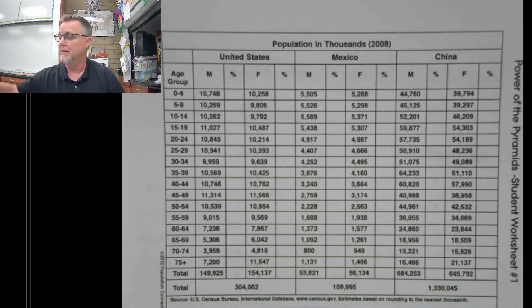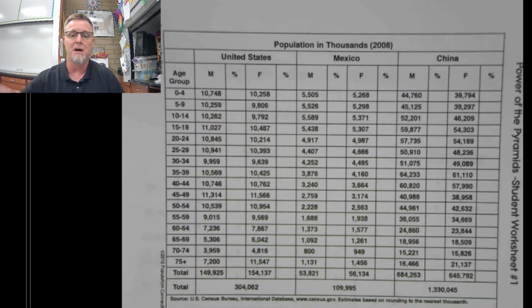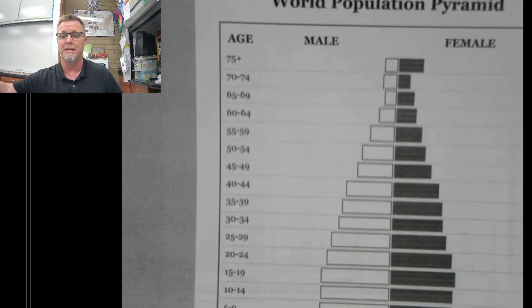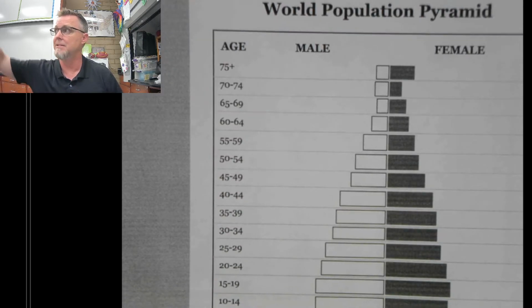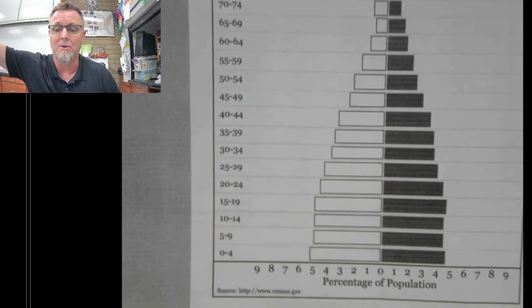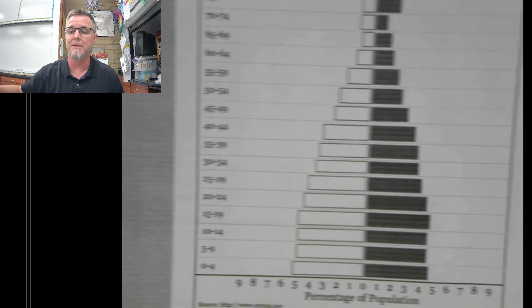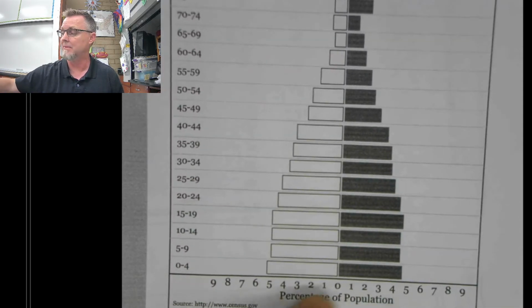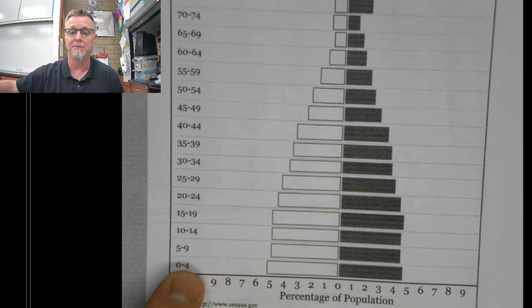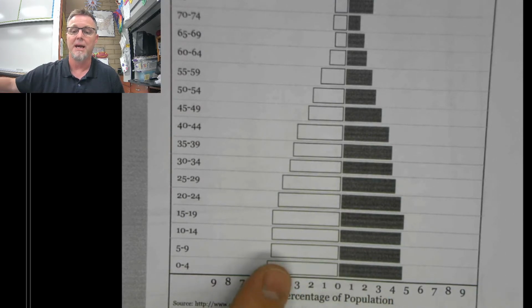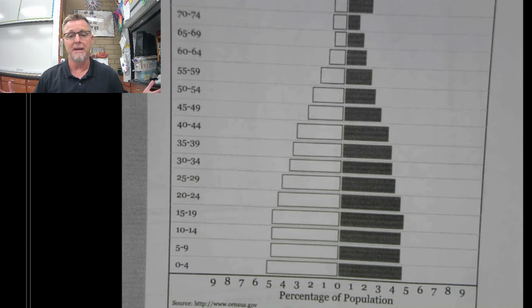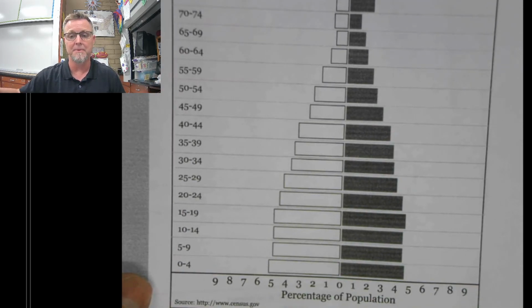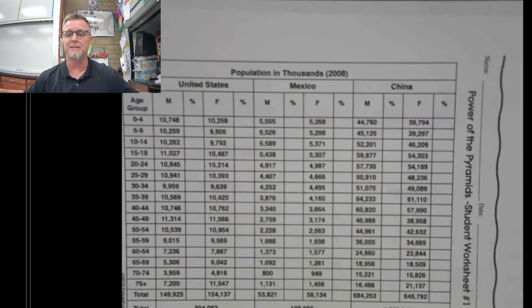Super easy. You just have to go through and fill in your columns with that information because that is what you're going to transfer over to this data table. Your percent of the population is down there at the bottom, right there. 0 to 4, and then you're going to have a percent of the population for both the males and the females, and there you have it. Super, super easy.